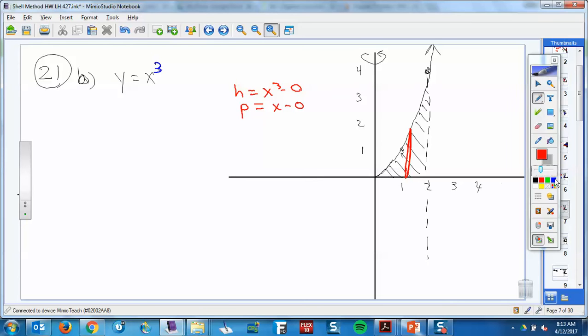If you did a washer, there would be big R and there would be little r. I just think it's good to practice those. Big R would be 2 minus 0, and little r would be cube root of y minus 0, like that. So I think it's just good to make sure you can do both ways on that. Okay, C.